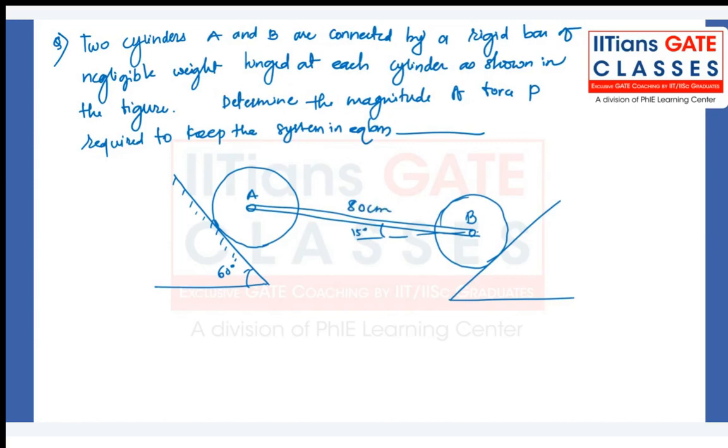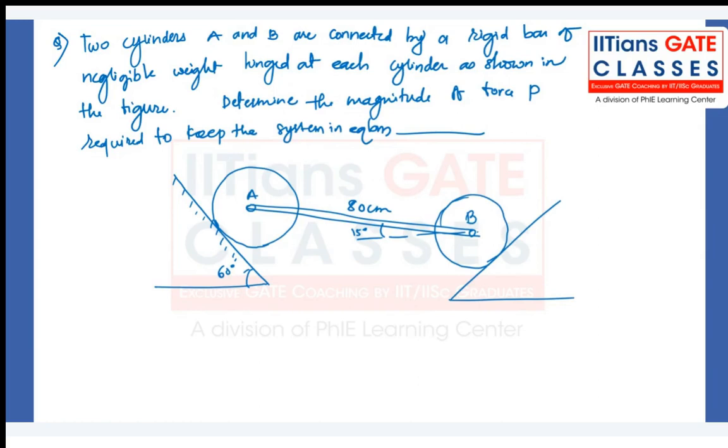Okay, I'll repeat the question. The two cylinders A and B are connected by a rigid bar of negligible weight, 80 centimeters long, as shown in this figure, and that is making an angle of 15 degrees with the horizontal. Determine the magnitude of force P required to keep the system in equilibrium.